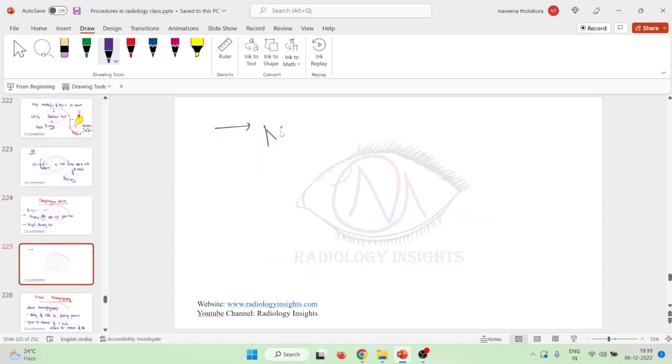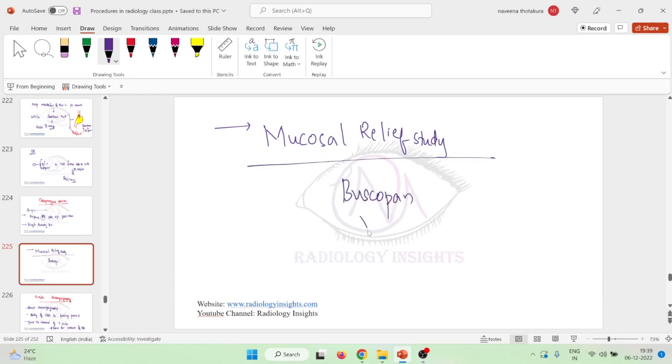Varices are also demonstrated by one more thing that is called a mucosal relief study. In mucosal relief study, we use Buscopan and also Valsalva. With the help of this Buscopan and Valsalva maneuver, we can demonstrate varices. These both will demonstrate varices.